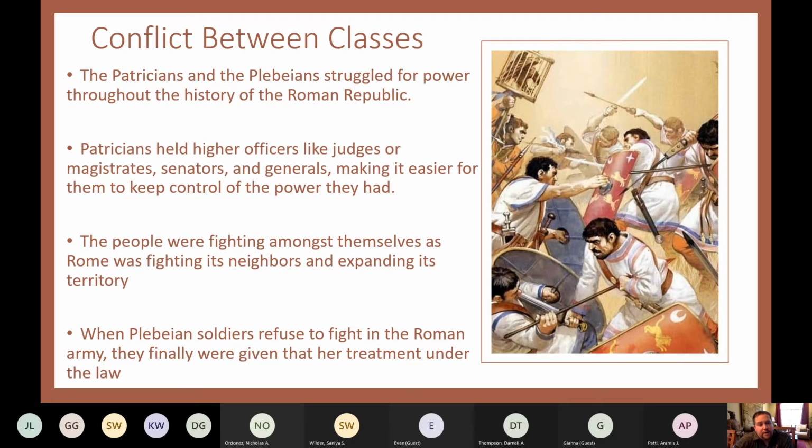The people were fighting amongst themselves as Rome was fighting others and expanding their territory. When plebeian soldiers refused to fight in the Roman army, they finally were given better treatment under the law. So the army is mostly made up of these plebeian soldiers. And one day they said, you know what, unless you give us more rights in the government, we're not going to fight your foreign wars anymore. And that actually seemed to work.